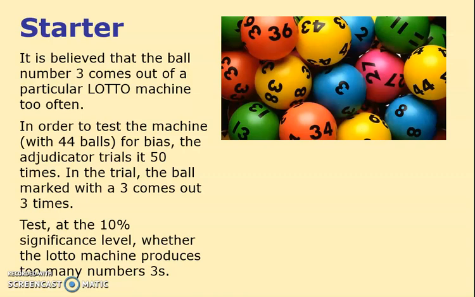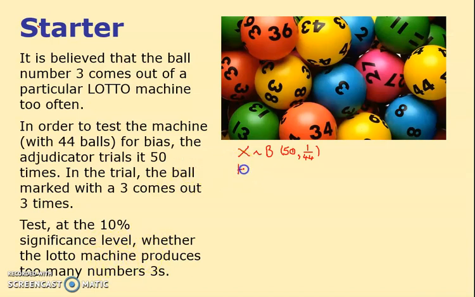It is believed that the ball number 3 comes out of a particular lotto machine too often. In order to test the machine with 44 balls for bias, the adjudicator trials it 50 times. So we're already starting to get an idea of what this is about. This is, on the face of it, a binomial test because it either comes out to be this number 3 or it doesn't. I'm doing it 50 times. It says there's 44 balls. The probability of getting it out on each of the 50 occasions, presumably I put the ball back in each time, is a 44th. And in this trial, the ball actually came out 3 times. Test at the 10% significance level whether the lotto machine produces too many number 3s.